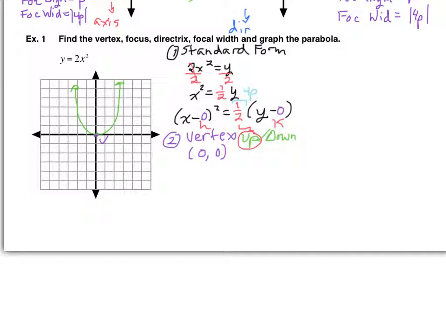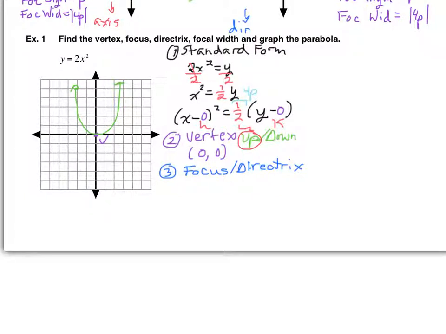Then I need to find my focus next. To find my focus, I will also find my directrix at the same time, because they both involve the use of P. I have to find P because the focus and the directrix are P units away from the vertex. In this case, they're P above and P below. So to find P, I'm going to take what 4P equals and set it equal to that and solve for P.